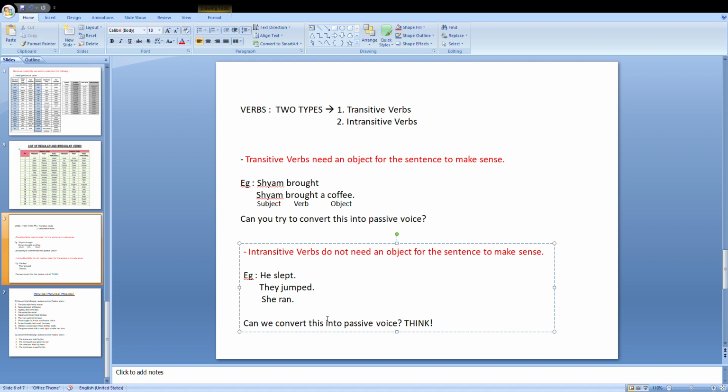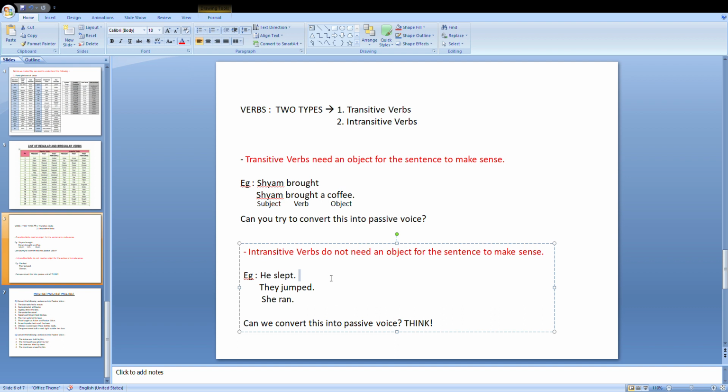Now, I have a question for all of you. Can we convert these sentences into passive voice? He slept. Always remember, in passive voice, we are focusing on the object. Here, if these sentences do not have an object, how do we convert them into passive voice? We cannot convert sentences with intransitive verbs into passive voice.